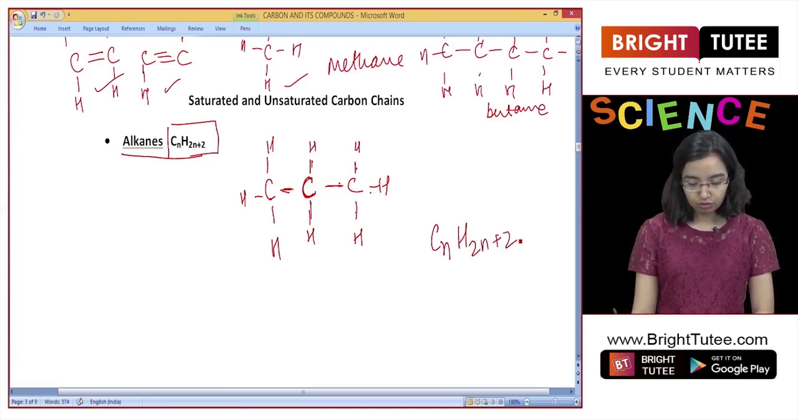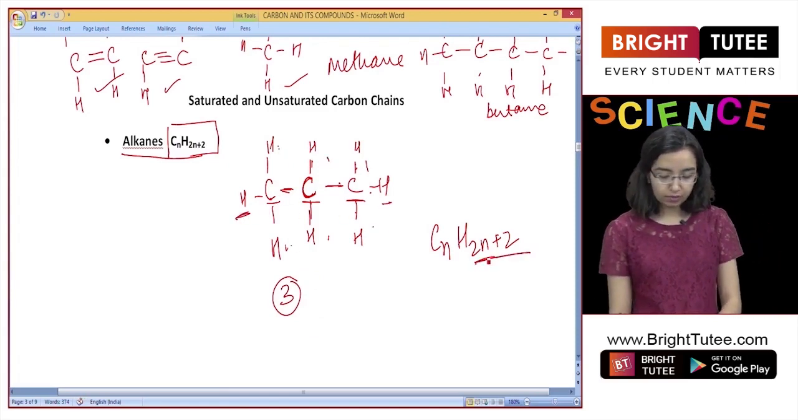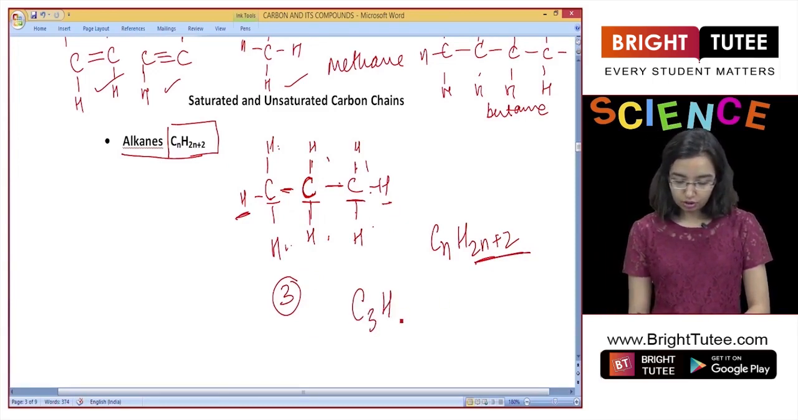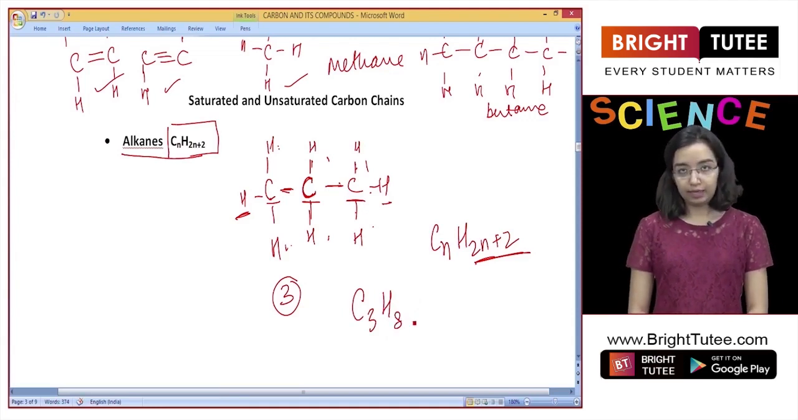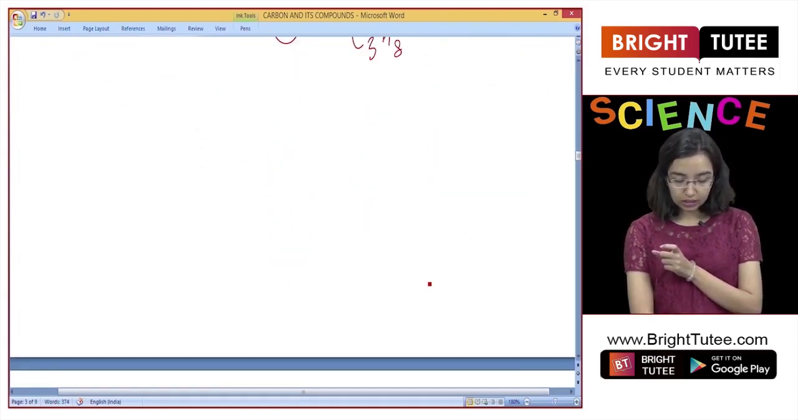CnH2n+2. This is because n here is 3, right? So there are 3 carbon atoms. There will be 2n hydrogens and 2 attached in the end. That is why 2n+2. So it will be C3H, 2 3s are 6, 6 plus 2 is 8, H8. This is an alkane. There are different types of alkanes based on the number of carbon atoms in the series.